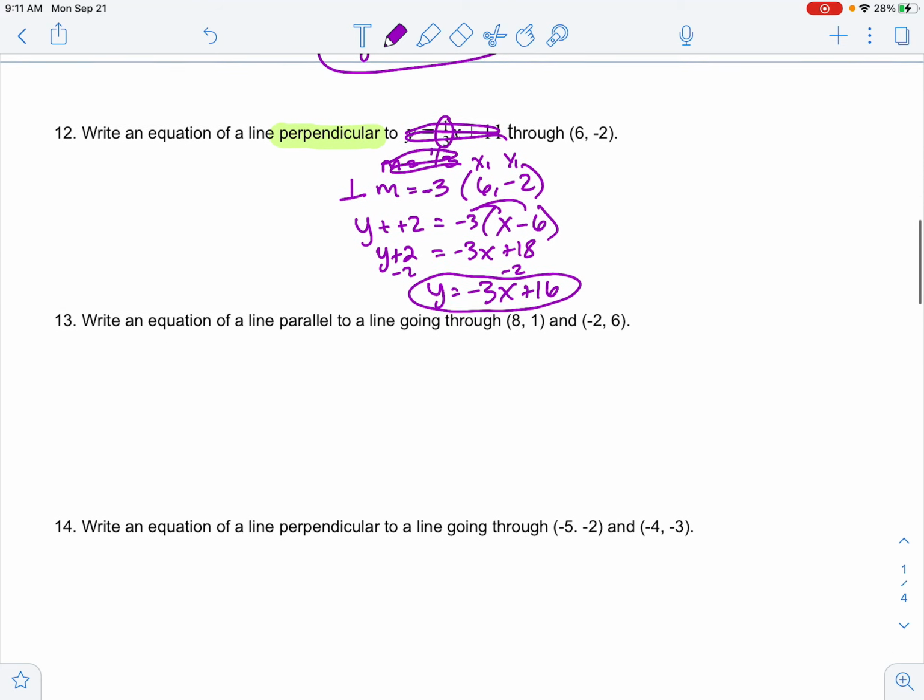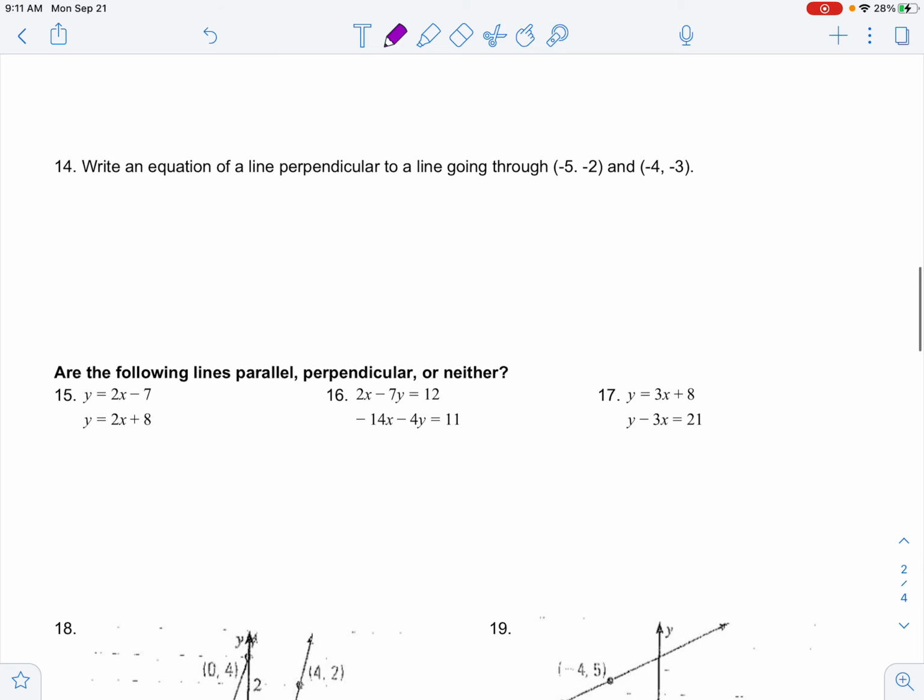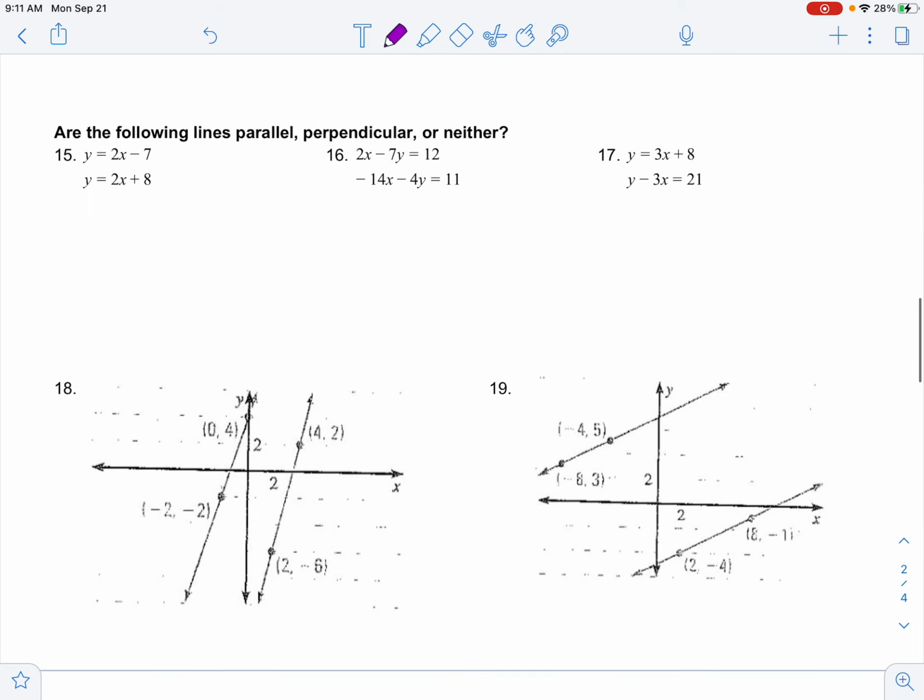Okay, I'm going to skip number 13 and 14. We're going to come down to here. So let's look at 15, 16, and 17. This one we're telling if the two lines are parallel, perpendicular, or neither. So we want to compare our slopes, which means for each equation, y has to be completely alone.